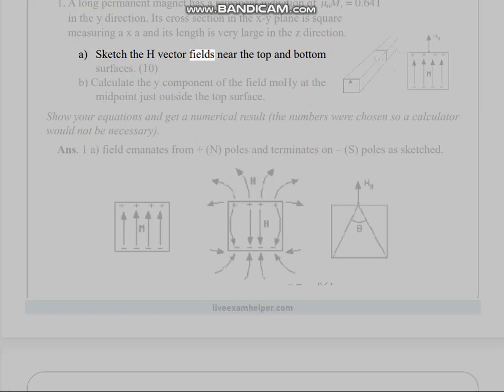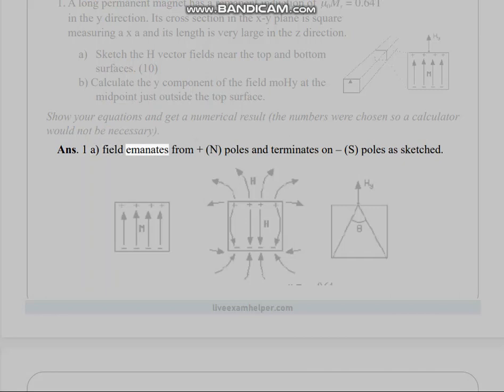A. Sketch the H-vector fields near the top and bottom surfaces. B. Calculate the y component of the field at the midpoint just outside the top surface. Show your equations and get a numerical result. The numbers were chosen so a calculator would not be necessary.